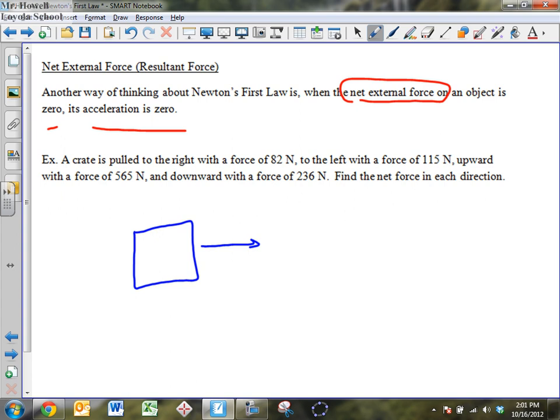X. So I'm going to call this F1X. The first force in the X direction. It also is being pulled to the left. We'll call that F2X. The second force in the X direction. In the Y direction, it's being pulled upward. We'll call that F1Y. And what is the last one going to be? F2Y. Okay? So I've labeled my 4 forces.